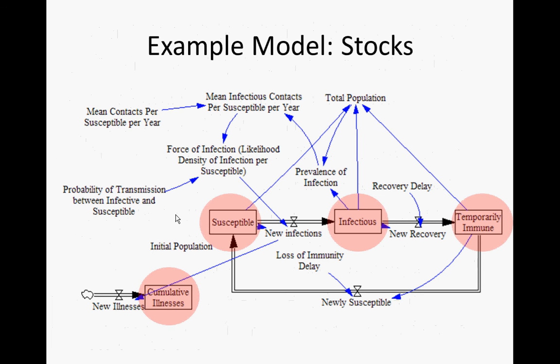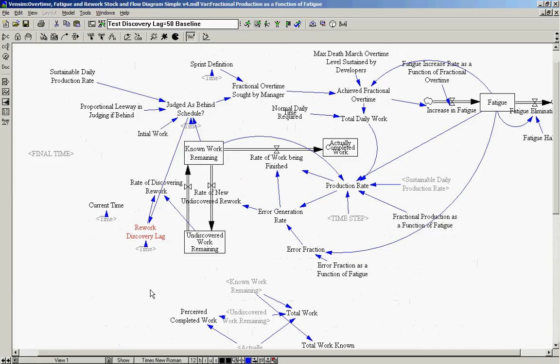So within a diagram like this, a stock and flow diagram, we have susceptible, infectious, temporarily immune people, and number of cumulative cases of illness. This could just as well be number of dollars spent. If we were to have a system in software development, we might have something like this, where we have known work remaining, undiscovered work remaining, and actually completed work. These are the stocks.